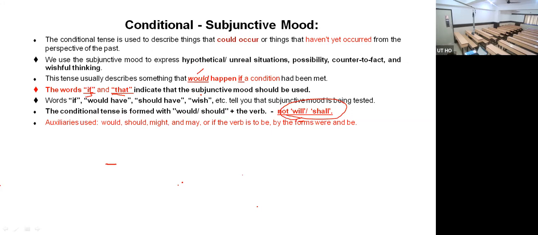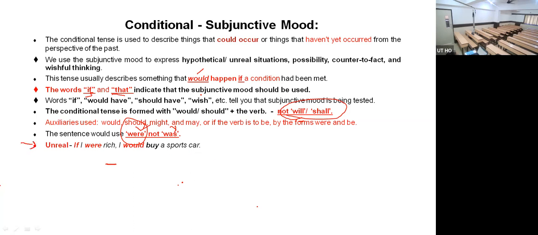And the auxiliaries that come in with it would be would, should, may, etc. And we will use were. This is very important. You will be using were and not was. So an unreal situation, like say, look at this one. If I were rich, I would buy a sports car. So this is a hypothetical situation beginning with if. It won't be I was rich, it will be I were rich and I would buy a sports car. You will not say I will buy a sports car.